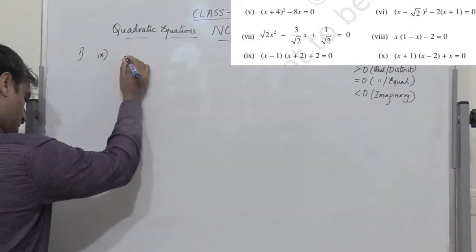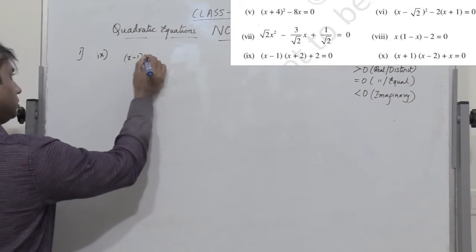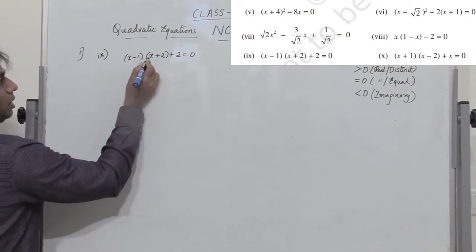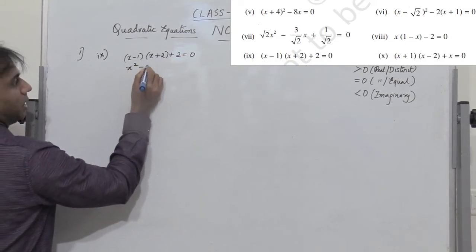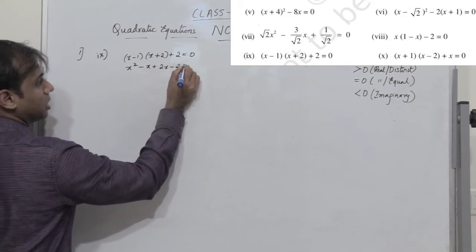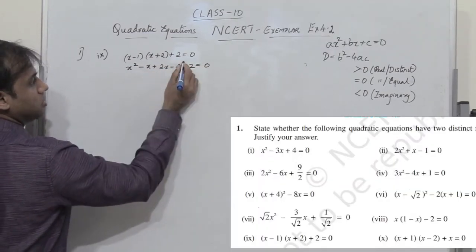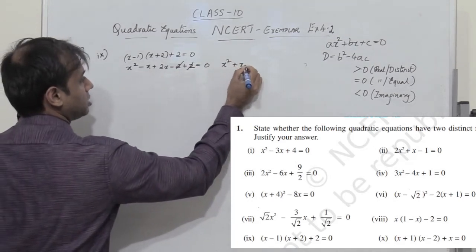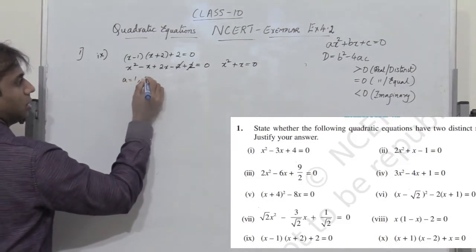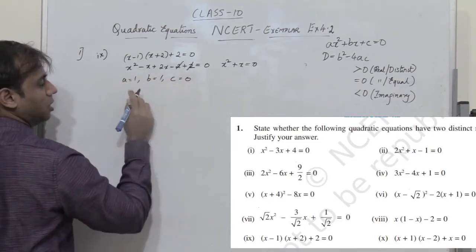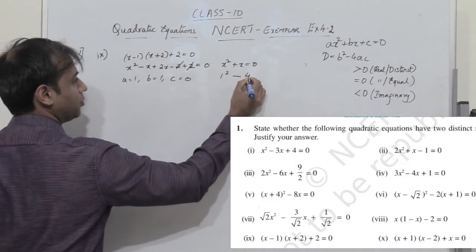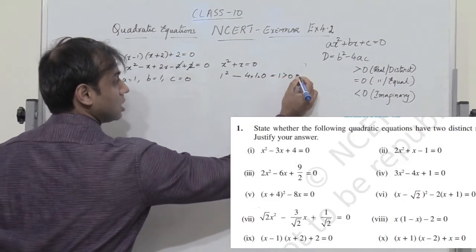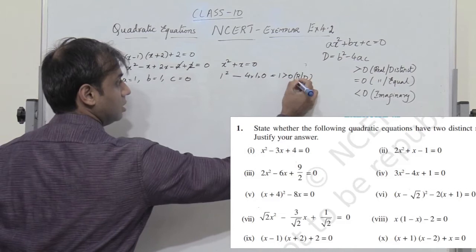Ninth one, you have the equation x minus 1 into x plus 2 equals 0. So multiply. x into x is x square minus x plus 2x minus 2 plus 2 equal to 0, right? So minus 2 plus 2 gets cancelled. So here you get x square plus x equals 0. So a is 1, b is also 1, c is 0. So what is b square? b square is 1 square minus 4 into a into c, which is 0, which is 1 greater than 0. So the roots are real and distinct. So I'll put a tick here.